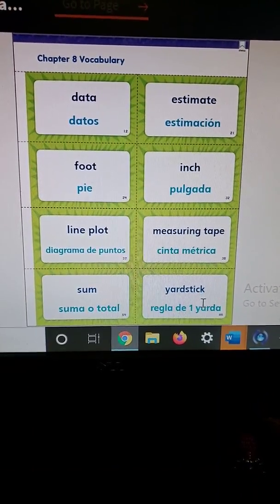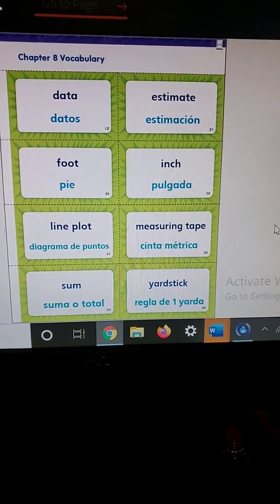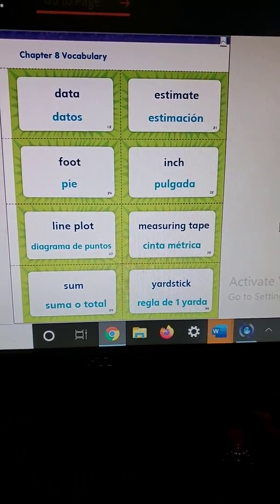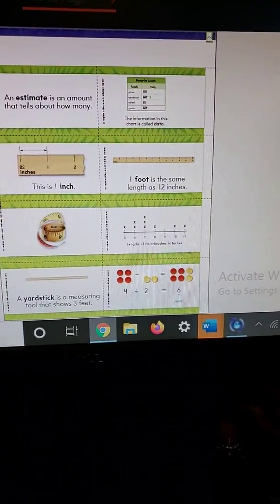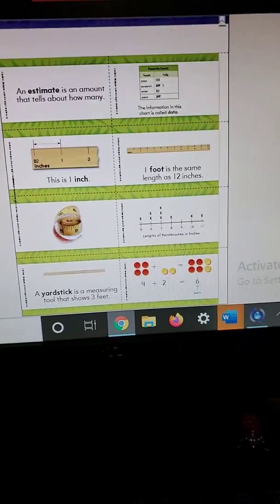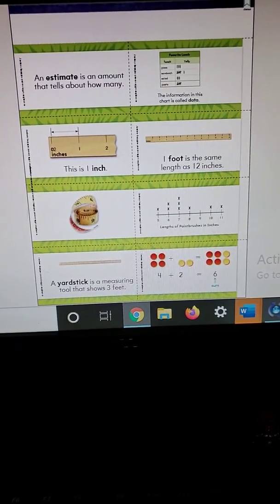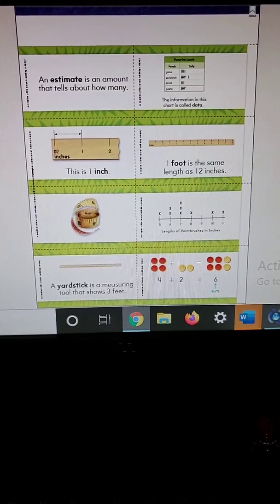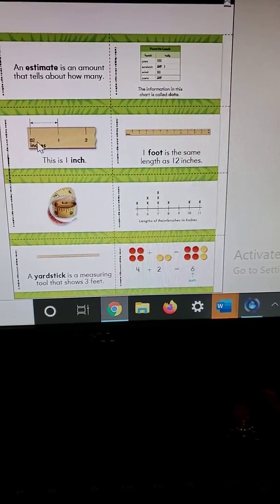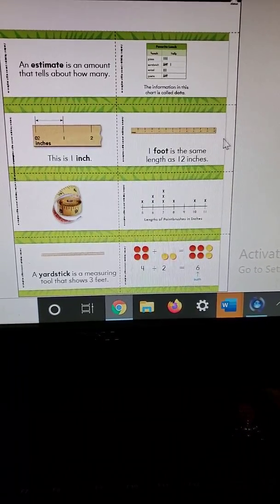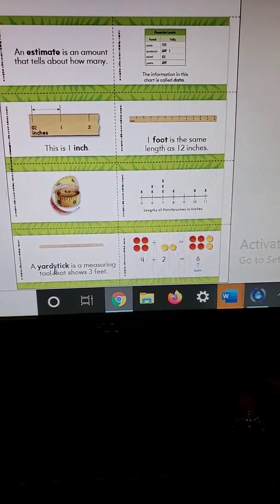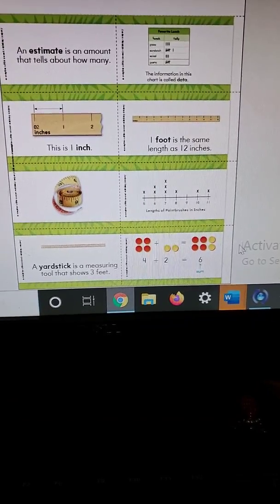A measuring tape and a yardstick are longer. They are 36 inches, and that is 3 feet, because we have 3 sets of 12 in 36, okay? So right here it says an estimate is an amount that tells about how many paper clips something is, about how many blocks something is, okay? This is an inch, all right, on a standard ruler. And then 1 foot, which is your whole ruler, is the same as 12 inches, okay? A yardstick, like I said, is 3 feet or 36 inches, okay?